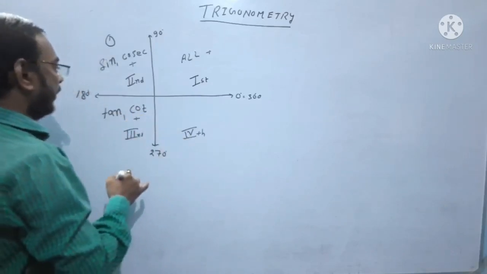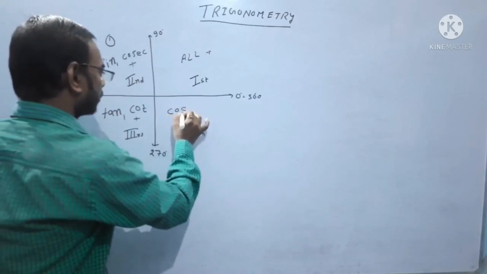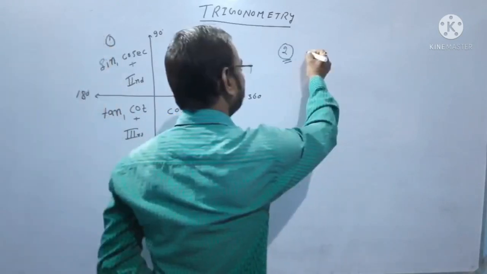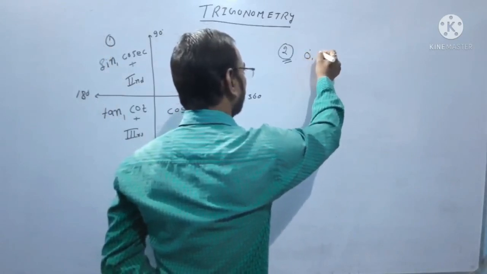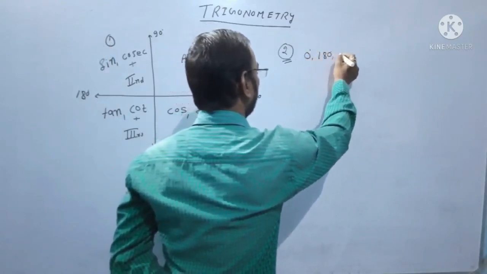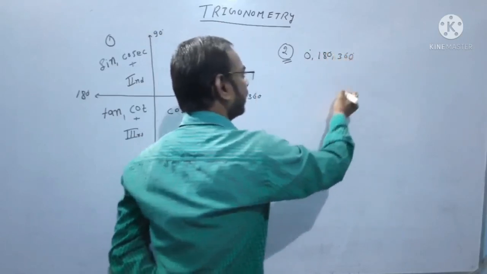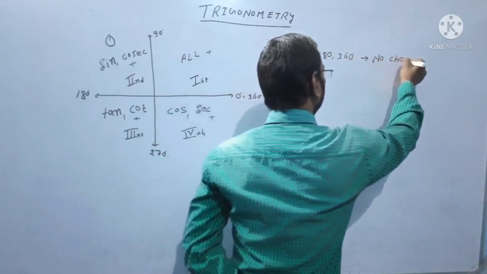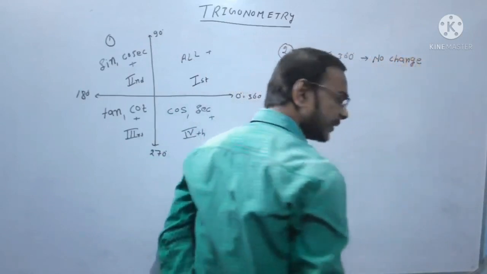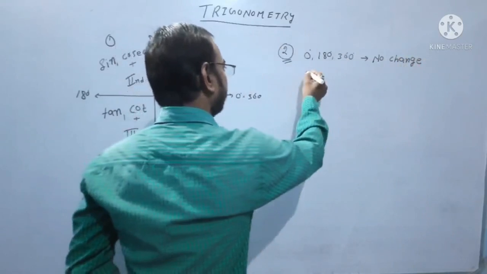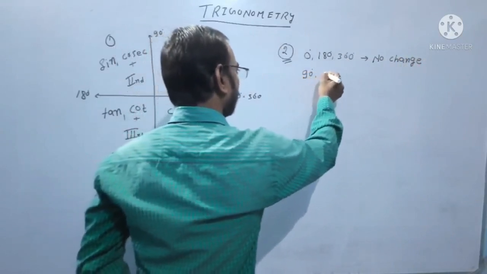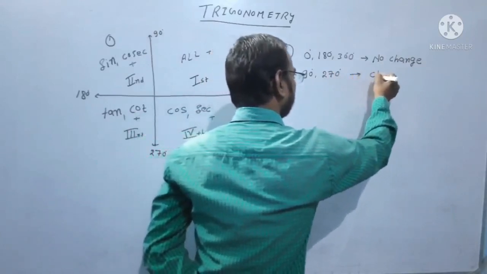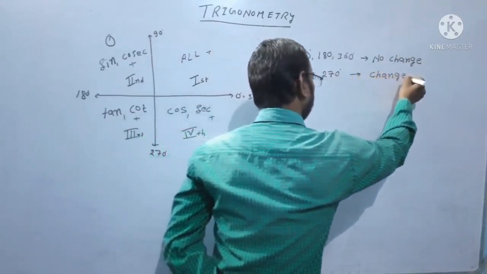In the fourth quadrant cos and sec are positive. If we see 0 degree, 180 degree or 360 degree, then the trigonometric ratio has no change, that means it remains the same. But if we see 90 degree or 270 degree, then the trigonometric ratio must be changed.